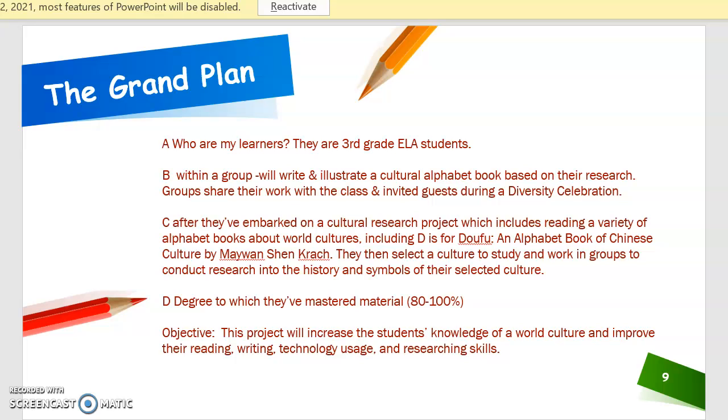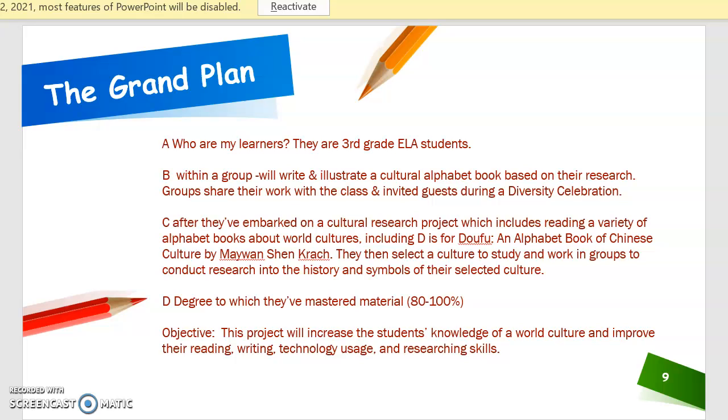My grand plan. As I've shared, my learners are third grade English language arts students. That's my A for audience. My students will be within a group and they'll write and illustrate a cultural alphabet book based on their research. Groups will share their work with the class and invited guests during a diversity celebration. That's my B. That's what their behavior will be.